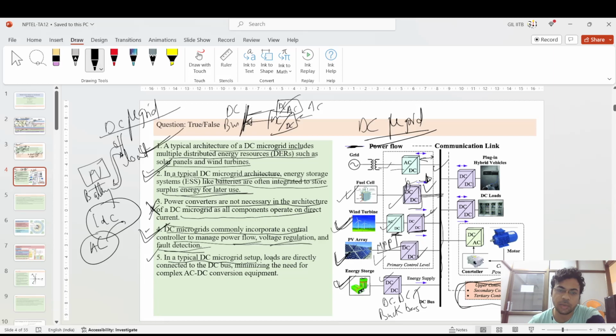Coming to the fifth statement, it is saying that in a typical DC microgrid setup, loads are directly connected to the DC bus bar, minimizing the need for complex AC to DC converter equipment.